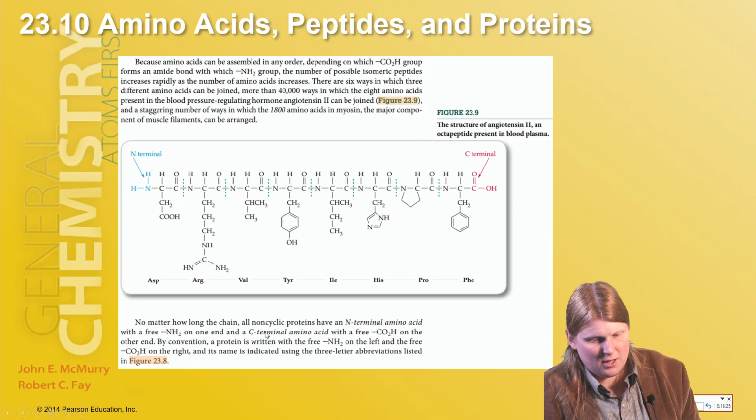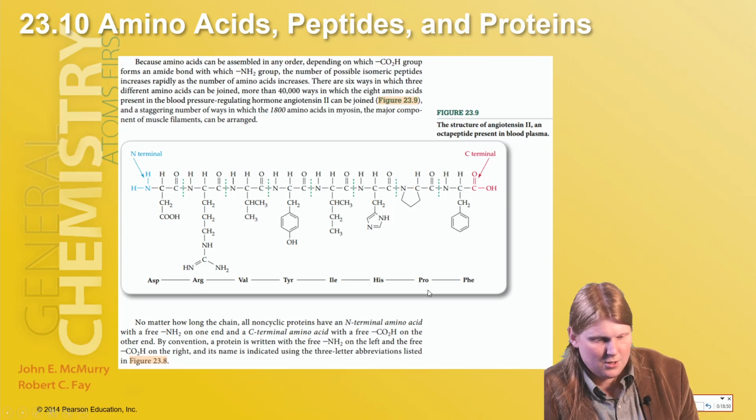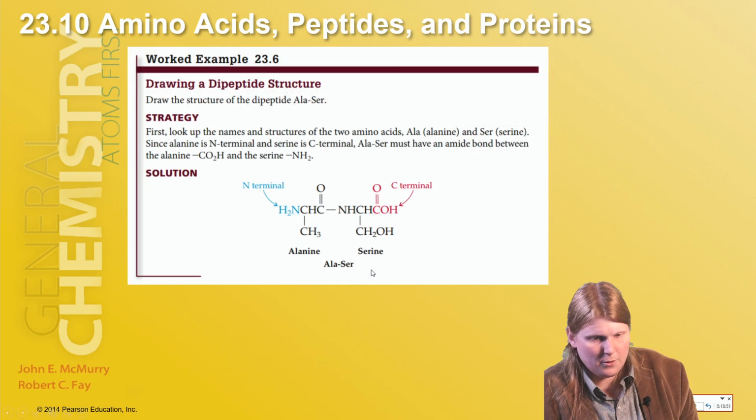No matter how long the chain is, all non-cyclic proteins have an N terminus and a C terminus. So you'd have to put one in a circle if you wanted to get that out. Protein is written with the free amine end on the left, the N terminus, they call it by convention, and the free carboxylic acid terminus, the C terminus, on the right side. And they use 3-letter abbreviations for each of the names that are listed in the figures before.